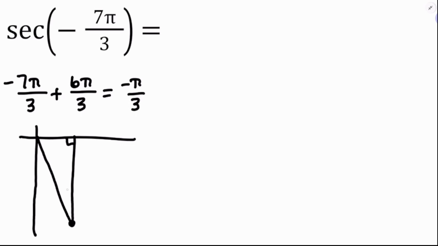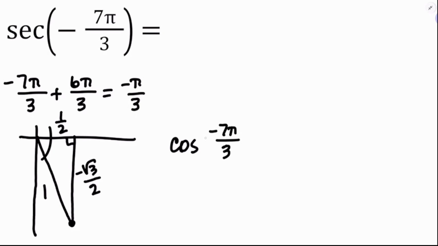Okay, it's a 30, 60, 90. That's my reference angle. Hypotenuse is 1, short leg's a half, long leg is root 3 over 2. Once I get the legs labeled, I'm going to check to see what needs to be negative. That'll be the root 3 over 2. And then secant, if I want secant, first I need cosine. So cosine of negative 7 pi over 3 is going to equal adjacent over hypotenuse. So that's 1/2. As a result, secant will equal 2 over 1. And I'm just going to say that's 2.